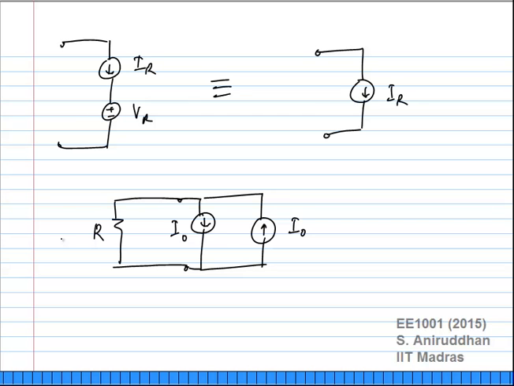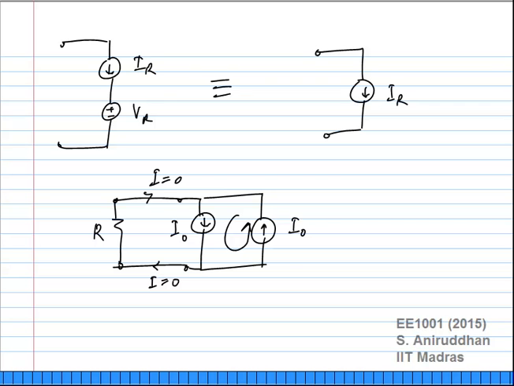Why is that? Of course, you can write KCL at these nodes, and you can show that the current flowing through the resistor is 0. Either of these two nodes you write KCL. So the current from the first current source is going to flow completely through the second current source. Correct? So the current here is 0. The current here is 0.